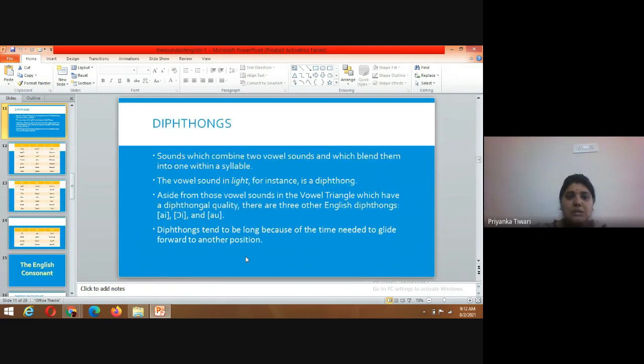Diphthongs are sounds which combine two vowel sounds and blend them into one within a syllable. The vowel sound in "light", for instance, is a diphthong. Aside from those vowel sounds in the vowel triangle which have a diphthongal quality, there are three other English diphthongs.